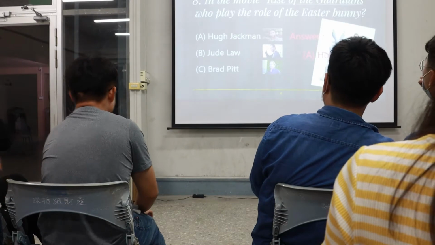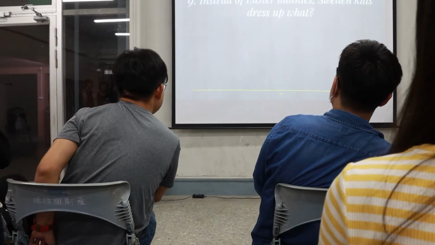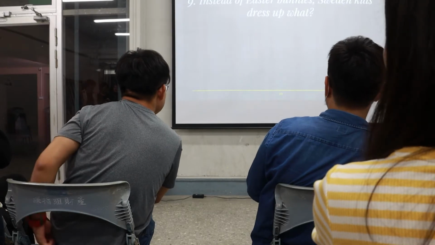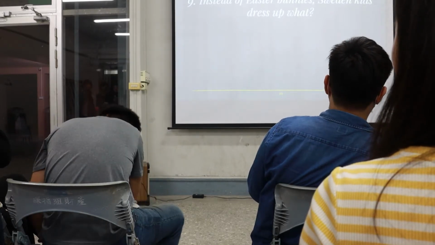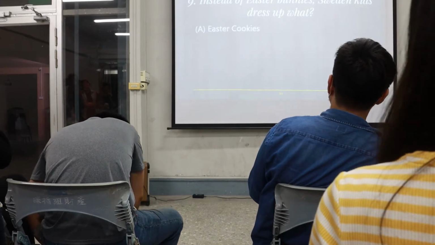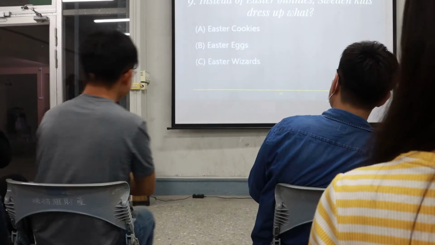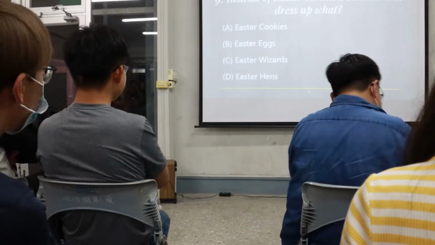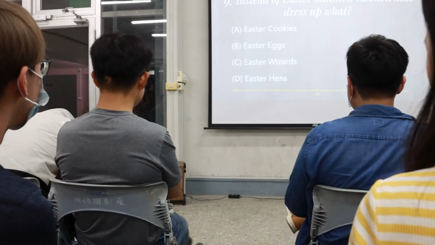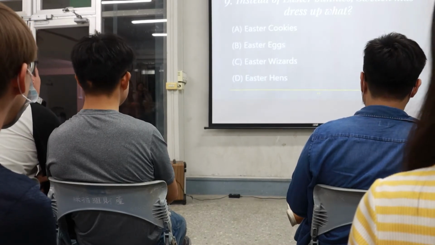So, last two questions. Instead of Easter bunnies, Easter kid dresses what? A. Easter cookies. B. Easter eggs. C. Easter wizard. D. Easter ham. Are you ready?